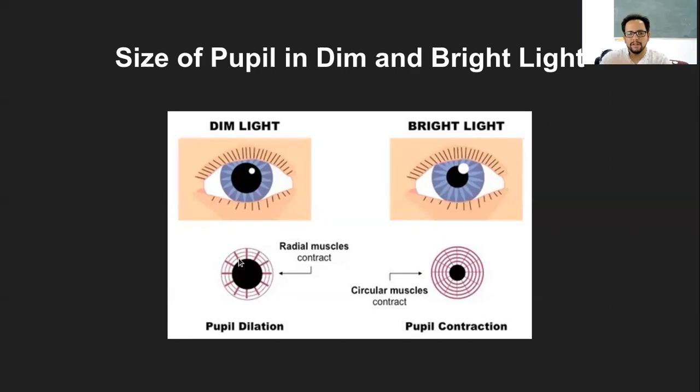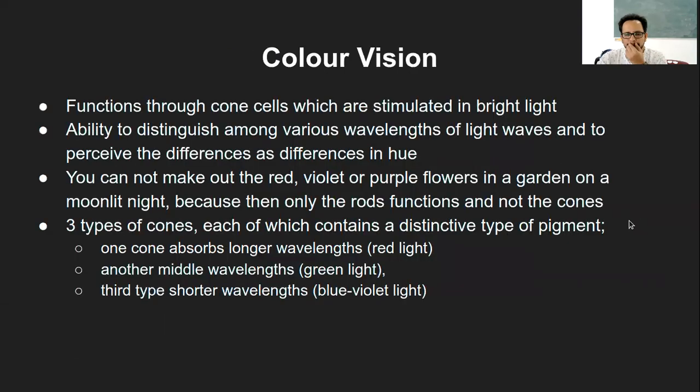So they will pull the pupil structure more and more open. In case of bright light, because the light is too much, you tend to constrict your pupil, that is, reduce its size, and that happens due to the circular muscle contraction. So again, pupil dilation is radial muscle contraction and pupil constriction is circular muscle contraction. These are the two things.